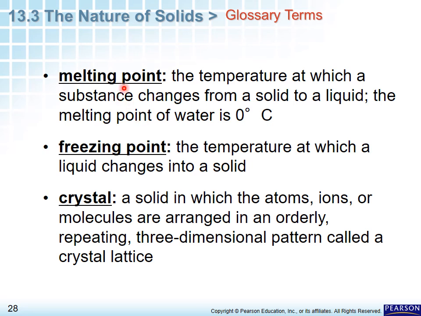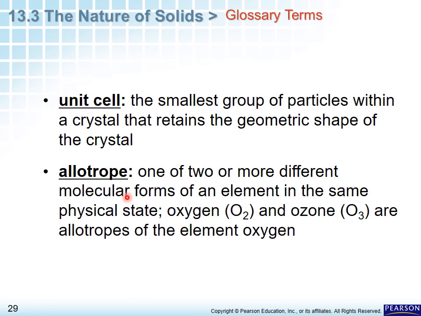Number 1, melting point: the temperature at which a substance changes from a solid to a liquid. The melting point of water is 0 degrees Celsius. Freezing point: the temperature at which a liquid changes into a solid, the reverse of melting point. Crystal: a solid in which atoms, ions or molecules are arranged in an orderly repeating three-dimensional pattern called a crystal lattice. And only a crystal has a geometrical shape.